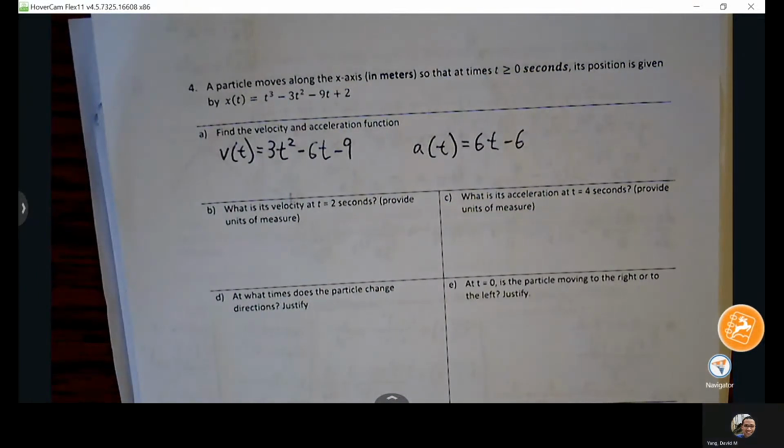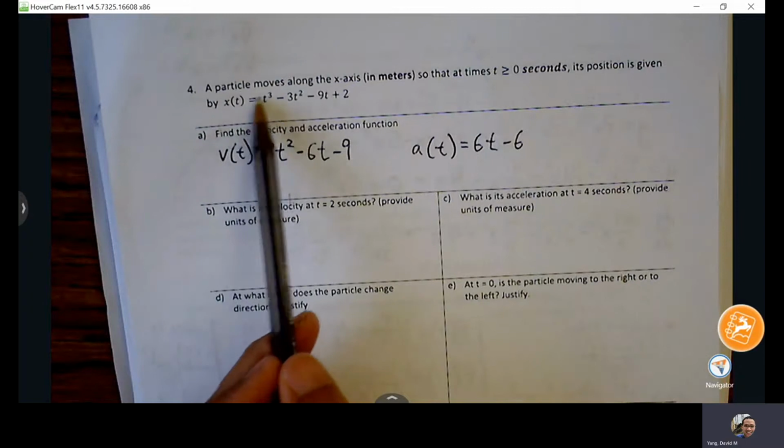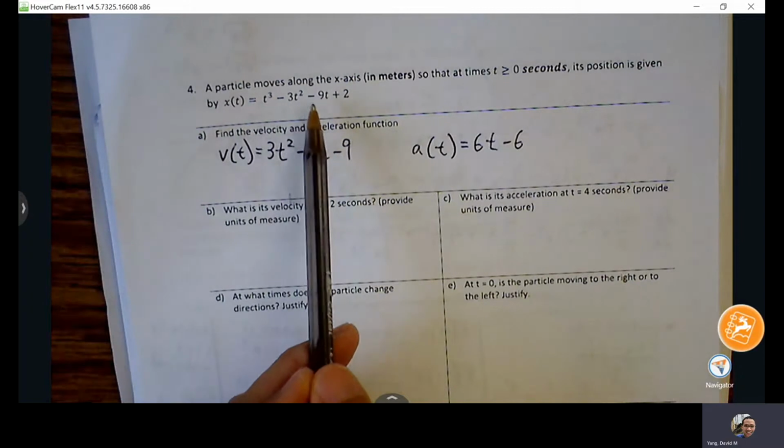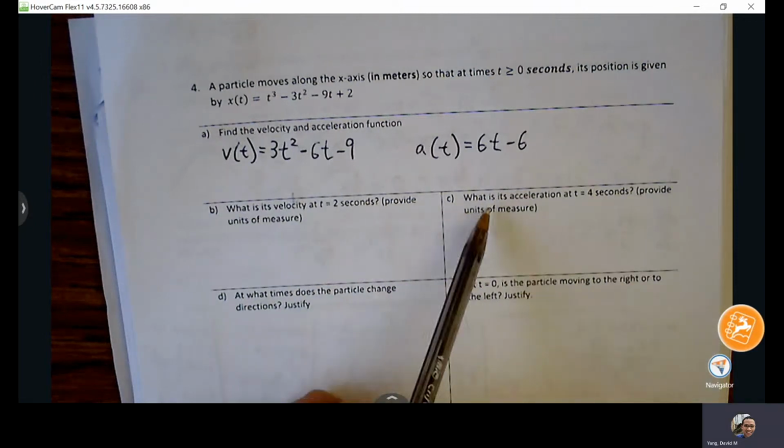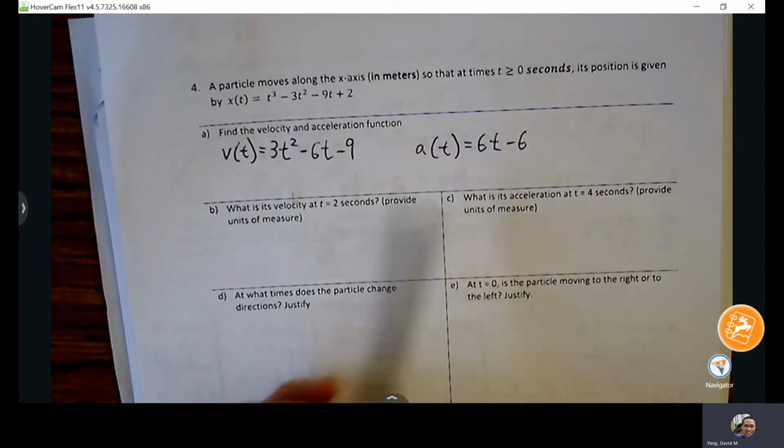Yes. Okay, so if I started you off with the velocity function, then you can just go to part B without having to find the derivative. And then you can find the acceleration just by going one derivative down.